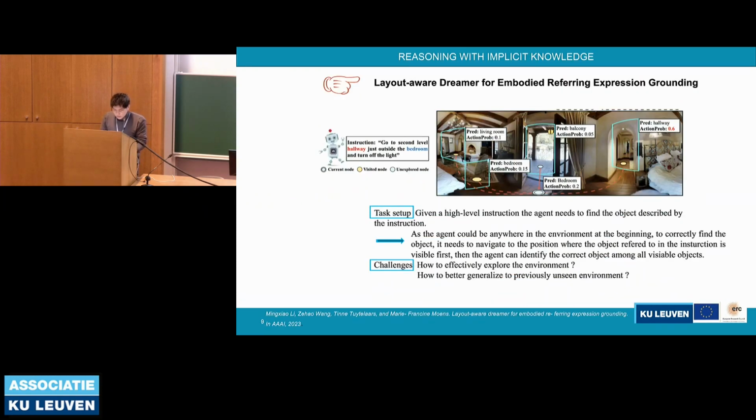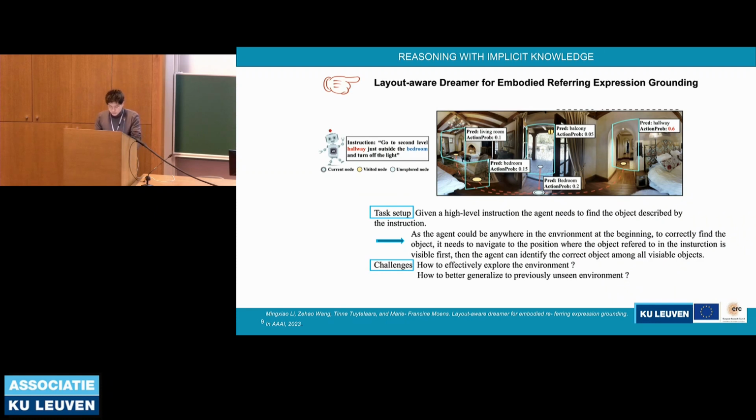The second research is the remote grounding task. In this task, we put the agent in an environment, and the environment could be a house, a hotel, or a hospital. Then we give a high-level instruction to the agent, and we ask the agent to follow our instructions to find the correct objects. For example, the instruction shown here: go to the second neighborhood just outside the bedroom and turn off the lights. Then we hope the agent can go to the right locations and find the right objects.